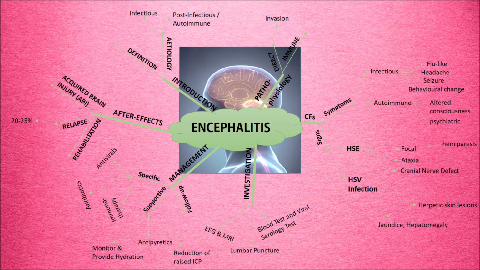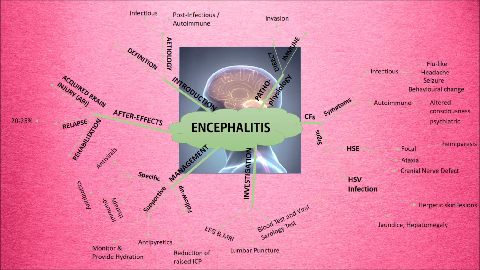For example, we take ADEM. ADEM is thought to be an autoimmune condition where the body's immune system mistakenly identifies its own healthy cells and tissues as foreign and attacks them. This attack results in inflammation, causing encephalitis. Let's move on to the clinical features or clinical presentation of encephalitis.